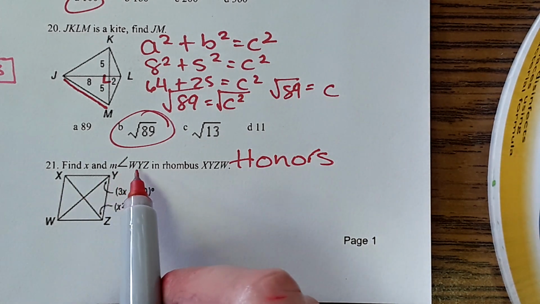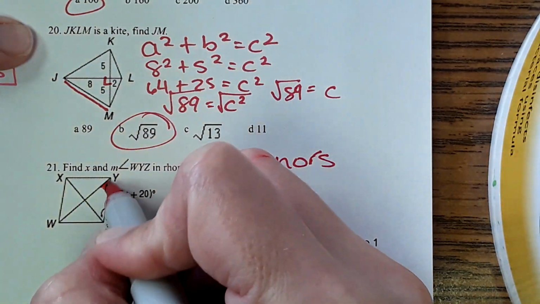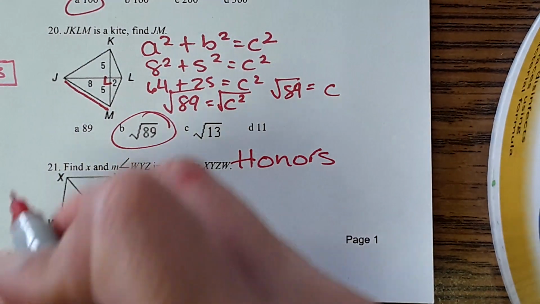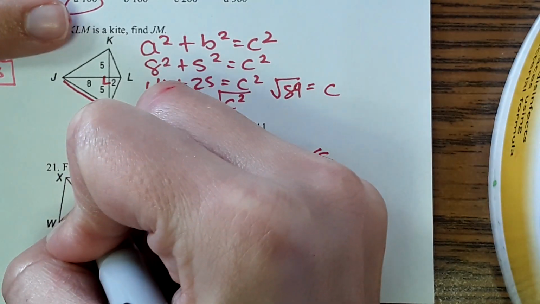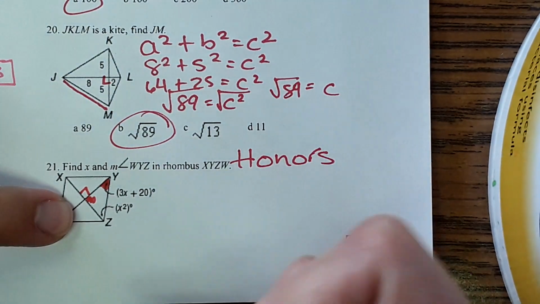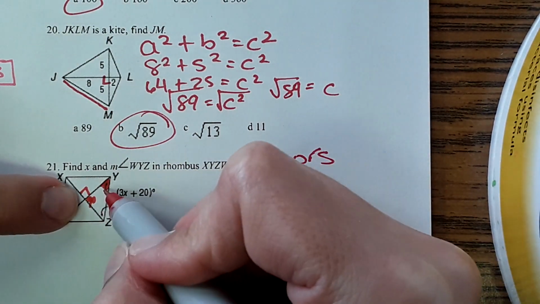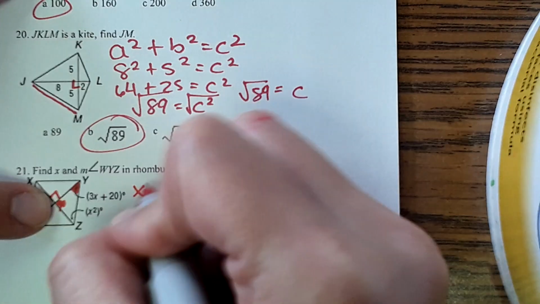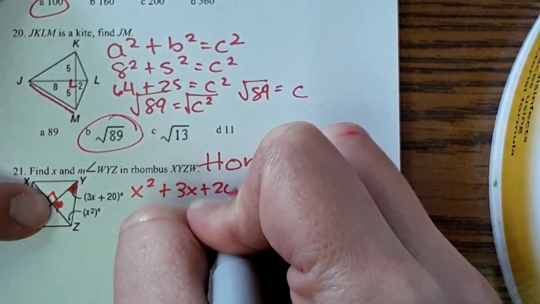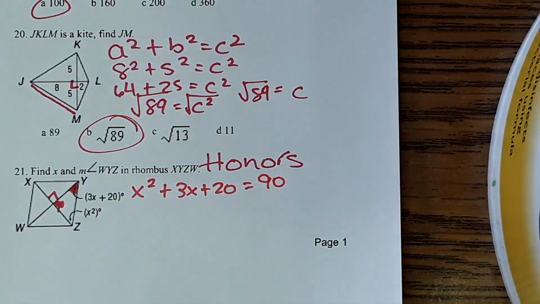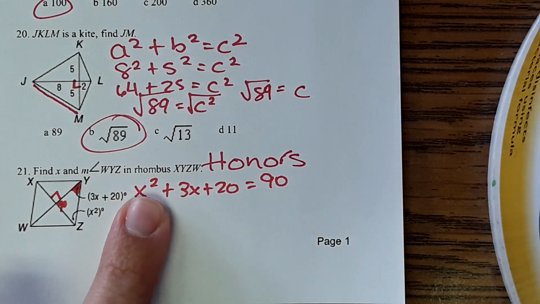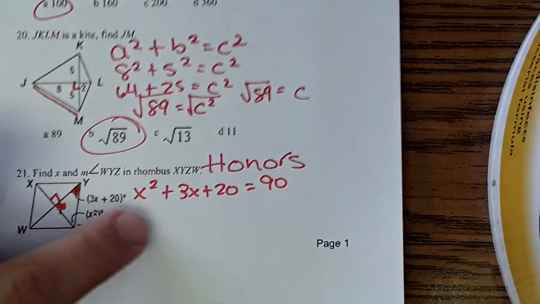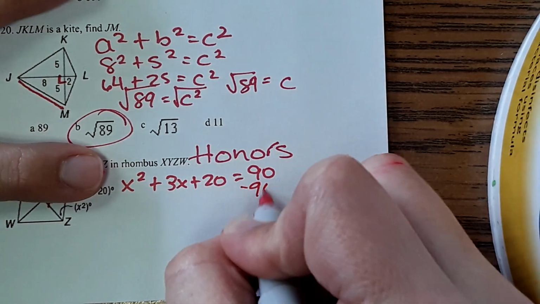It says find x and the measure of angle WYZ. So we're trying to find this angle right here in the rhombus. With a rhombus, the diagonals are perpendicular. So you have a 90-degree angle here. Sorry, that's supposed to say 90. And then with the triangle, these two angles would have to add up to 90. So that's how we're going to set it up. We're going to say x squared plus 3x plus 20 equals 90. We can't solve it the way we normally do because of this squared right here. We're actually going to factor it, but in order to factor it, we need this equal to 0. So we're going to get 90 over here.